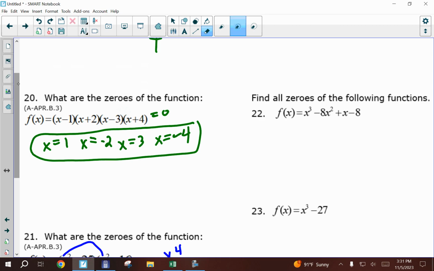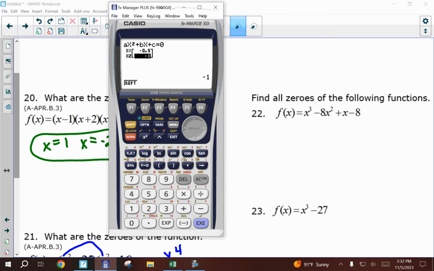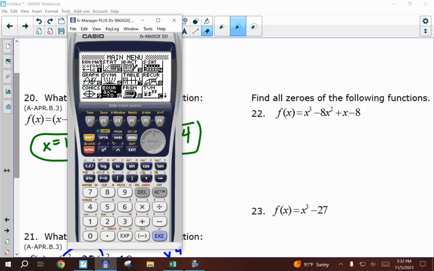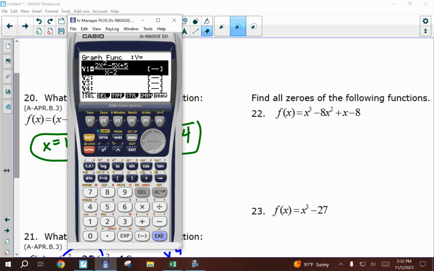Okay, next it says find all the zeros of the following functions. So what I'm going to do here is go over to the calculator, and you can also use Desmos for this. We talked about this in class. So I'm going to go over to the graph, and I am going to delete that because I don't even know what that is. And I'm just going to type in the graph. So x to the 3rd, and then minus 8x squared plus x minus 8.